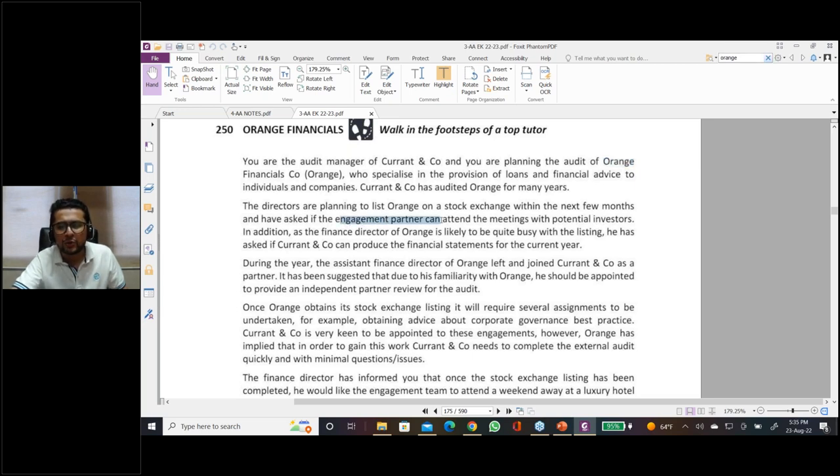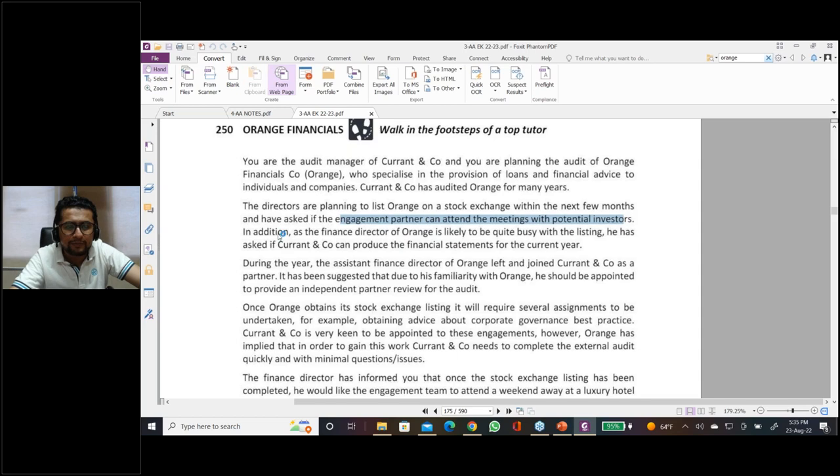If the engagement partner is going to attend the meeting with potential investors, he will be seen as taking the side of the client. His objectivity will be considered compromised, even if it is not compromised, it will be perceived as compromised. So it's not allowed, because that would compromise the objectivity of the auditor. What should be the safeguard? The audit firm and the engagement partner should politely decline this request because this is not appropriate and this is not allowed. Okay, we are done with one.